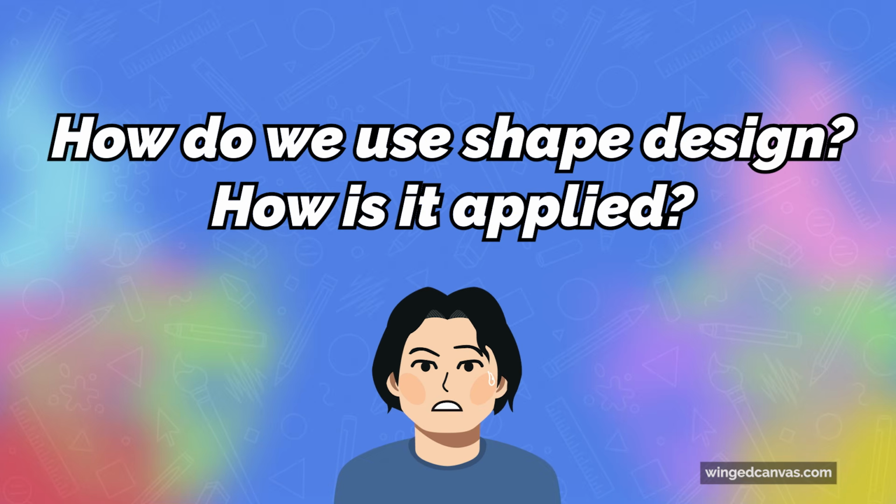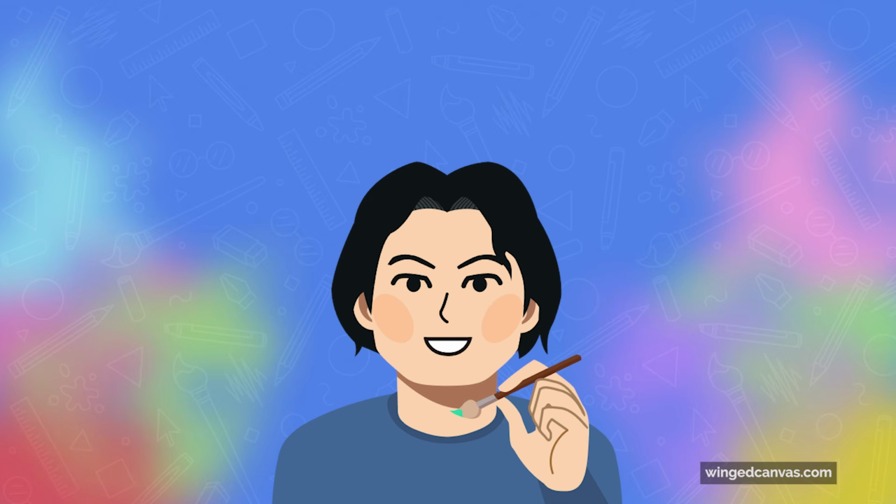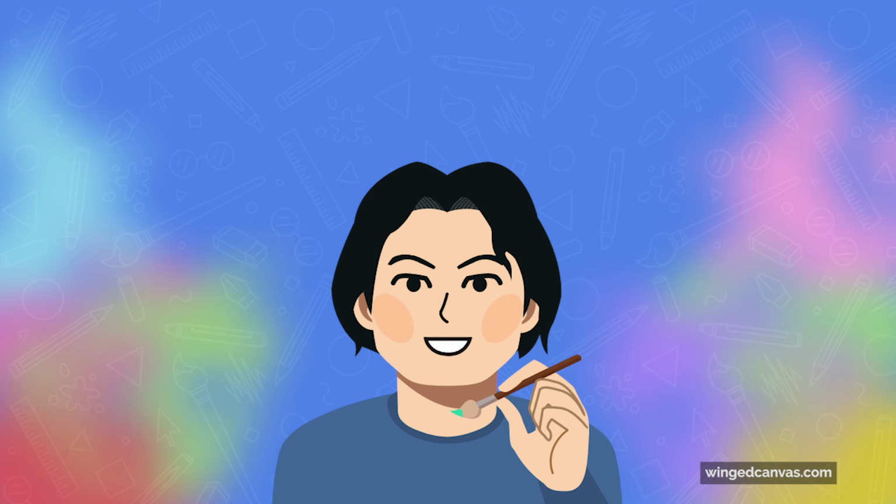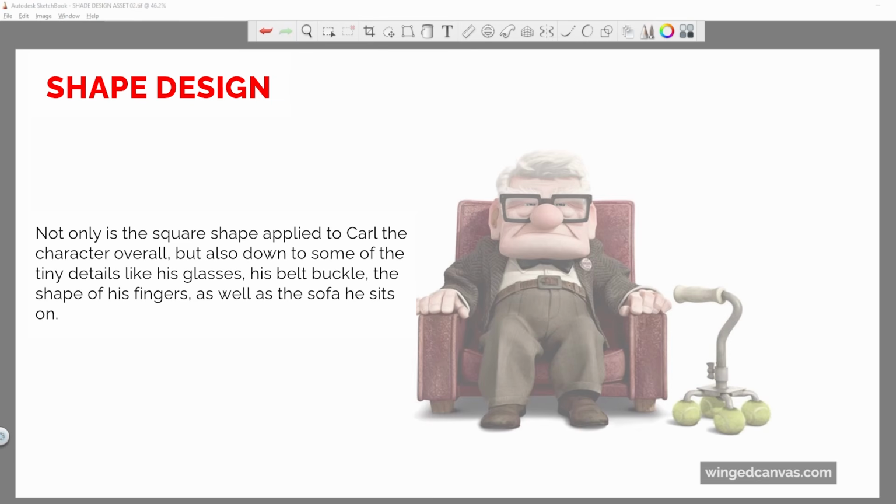How is it applied? Well, we saw a little bit of it with the Up example, but that was only one way of applying shape design and shape language to our characters. So now it's time to get a little technical with definitions, because we are going to be using these words a lot. What is shape design and what is shape language? What do they even mean, and are they even different from one another? This is going to be an oversimplification of what these terms mean, but it gets across the general idea for the purposes of designing characters.